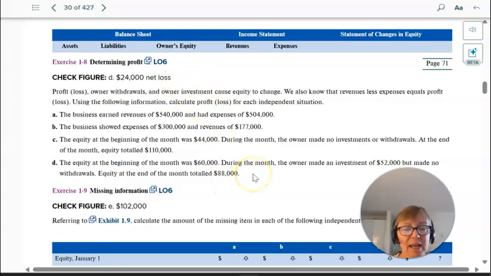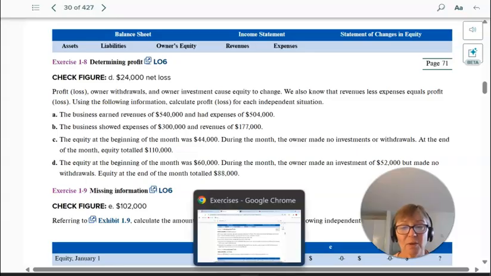The equity at the beginning of the month was 60,000. During the month, the owner made an investment of 52,000, but made no withdrawals. And the equity at the end of the month is a total of 88,000. So we started at 60. Our ending is 88, which is only an increase of 28,000. But the owner put 52,000 in. So there must have been a loss. Let's go have a look.